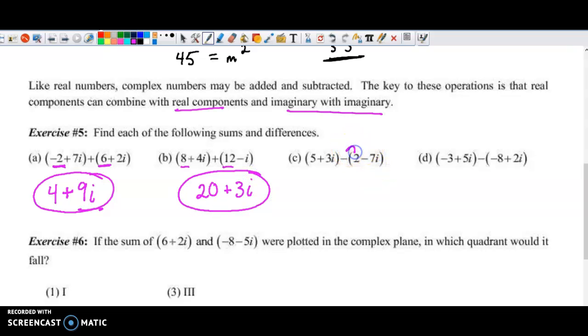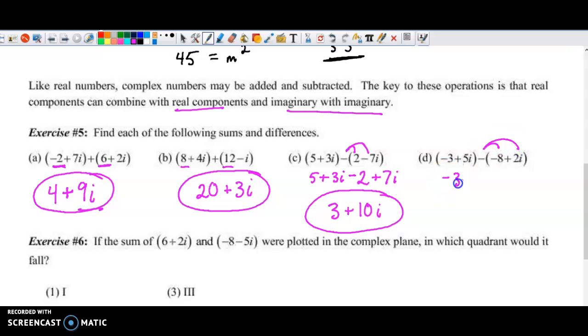Now what's tricky about the next one is I always encourage students to distribute that minus into the problem. It's minus 2 and then plus 7i. So 5 minus 2 is 3. 3i plus 7i is 10i. Same thing with the next one. Subtracting a negative is plus, and then minus the positive is going to be a negative there. So negative 3 plus 8 is 5, and then 5i minus 2i is 3i.